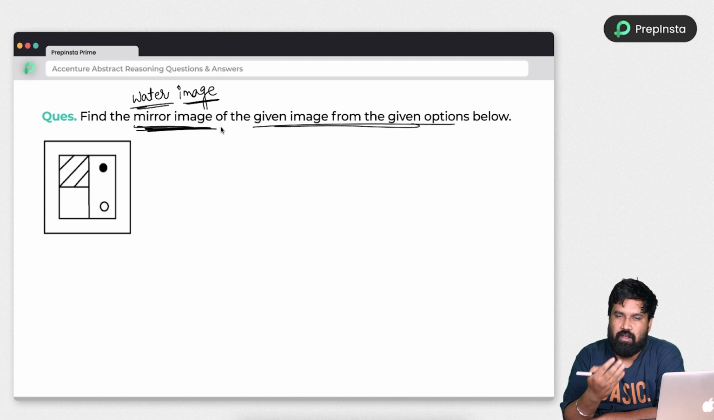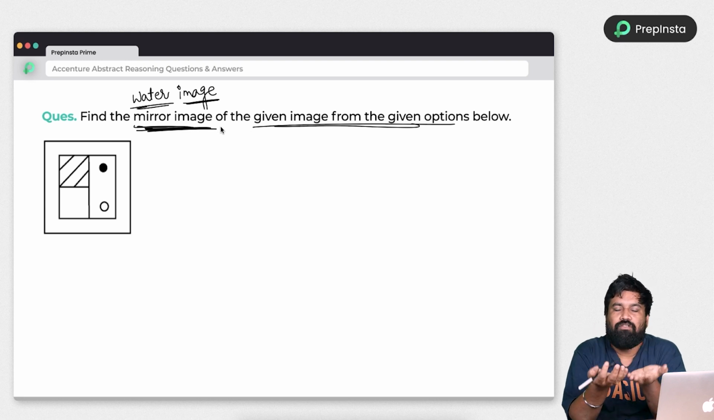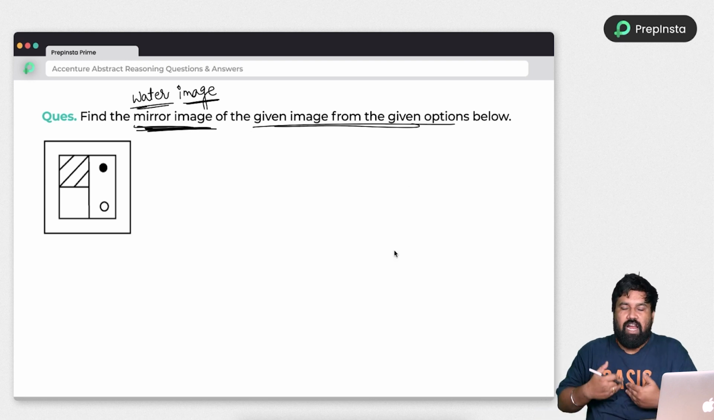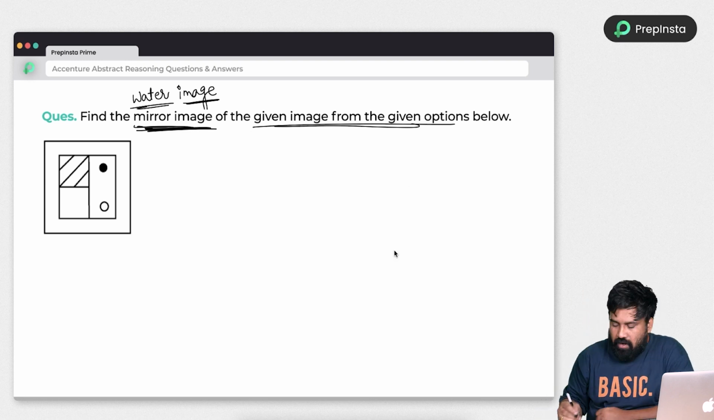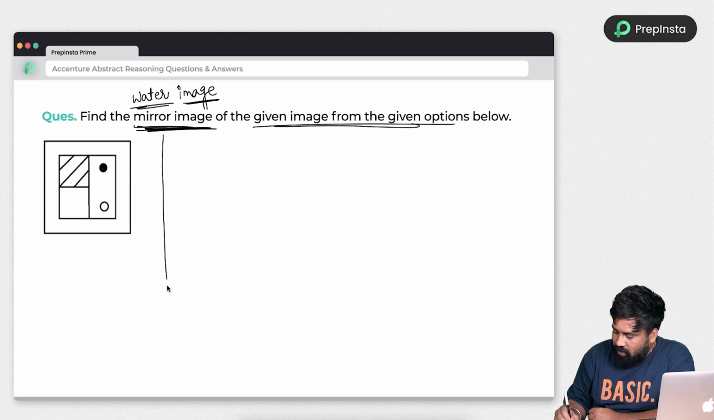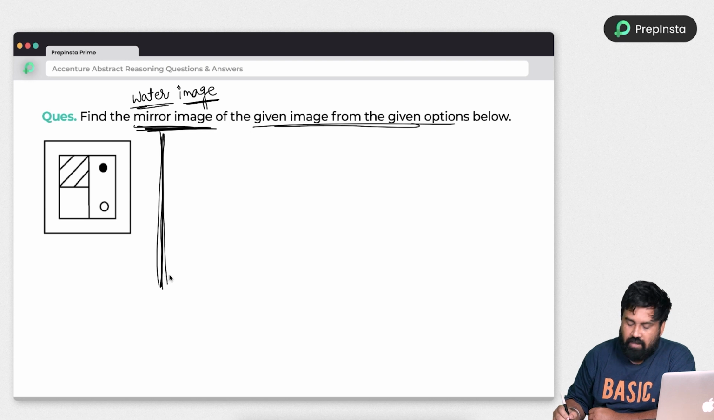Remember, guys, mirror. So how can you see yourself in the mirror? Which is nothing but you will see in a vertical way, right? You will stand in front of the mirror. So remember, whenever it's called mirror, mirror means vertical line shift. So you have to draw a vertical line.